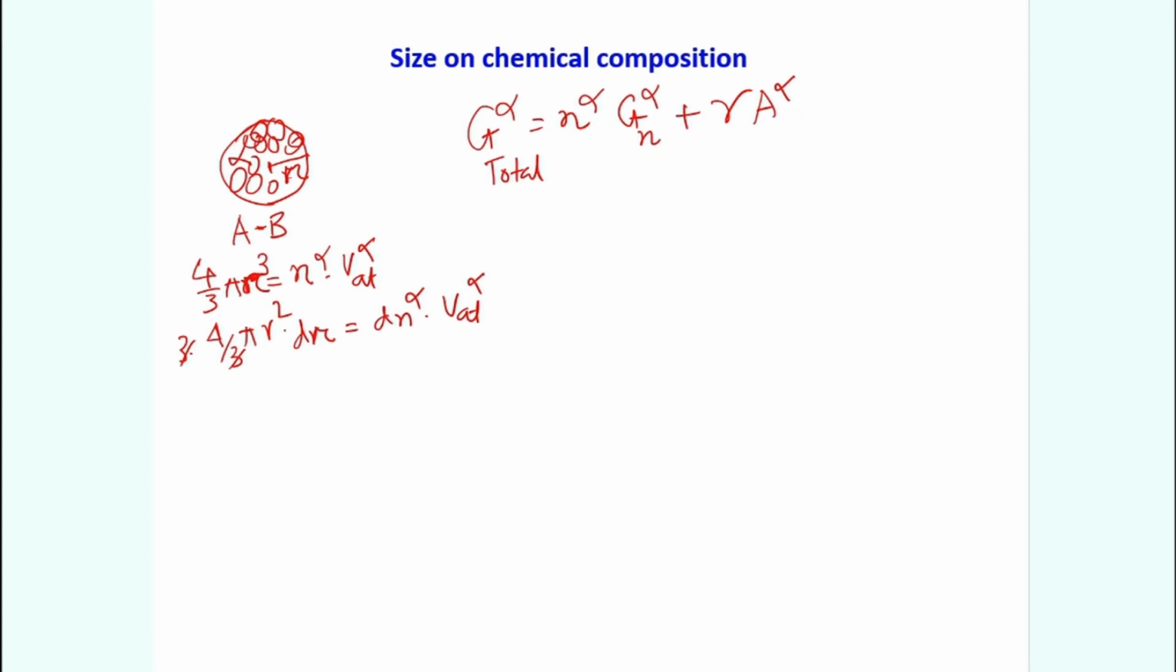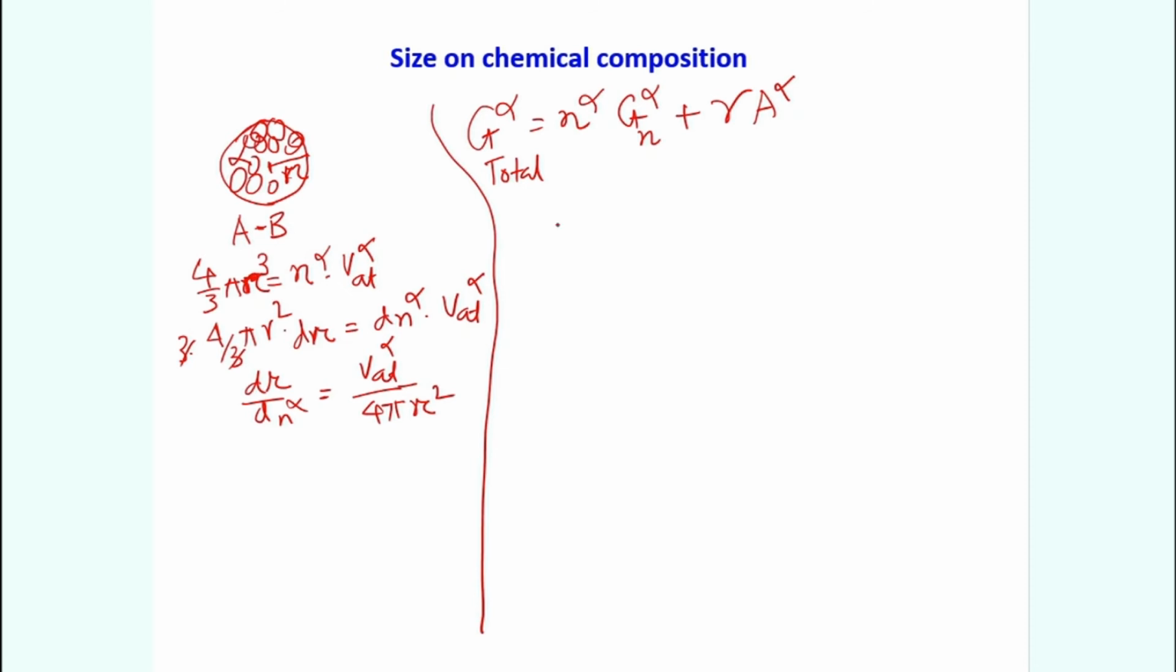So, what do you do? dr by dn alpha equals V atomic alpha divided by 4 pi r square. Right? This is understandable to you? It is easy. Correct? So, this is something which we will keep in the background here. Now, we will work on this equation.